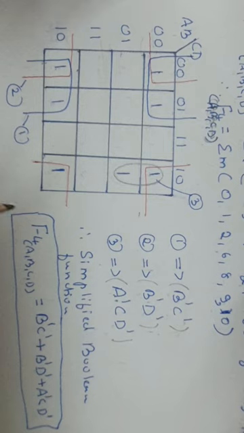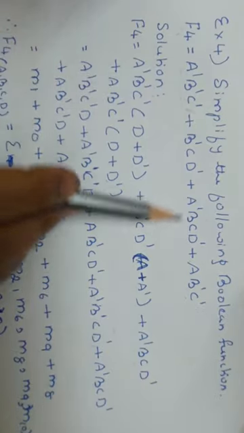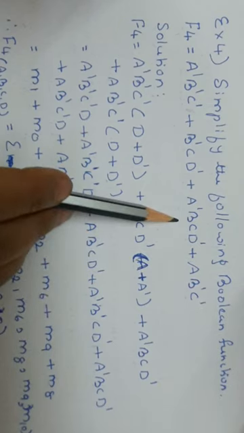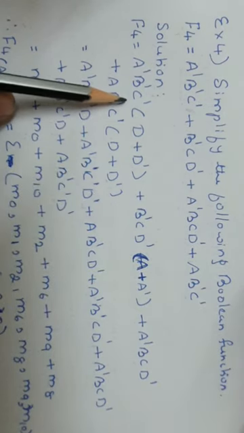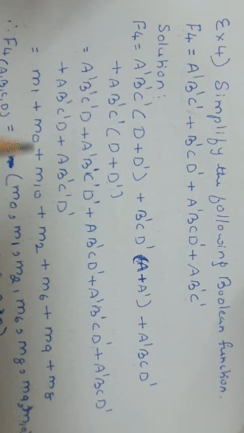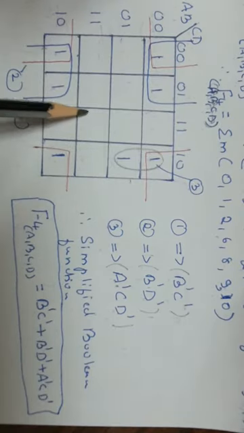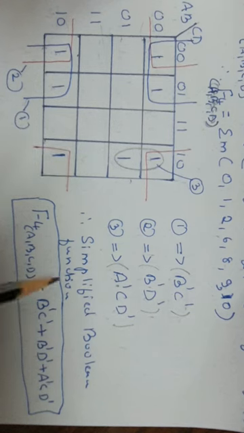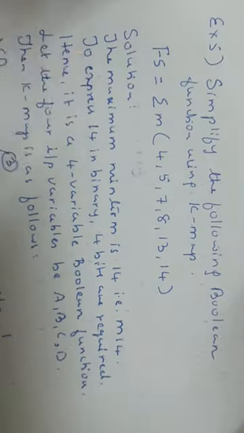Okay. This is a little bit different example. This is how it can be solved. The problem was given this way. Minterms we have to find. Then we form the minterms following this procedure. Then the K-map we have drawn for this. Finally, we found the simplified expression. It's a typical example. And that was the procedure.